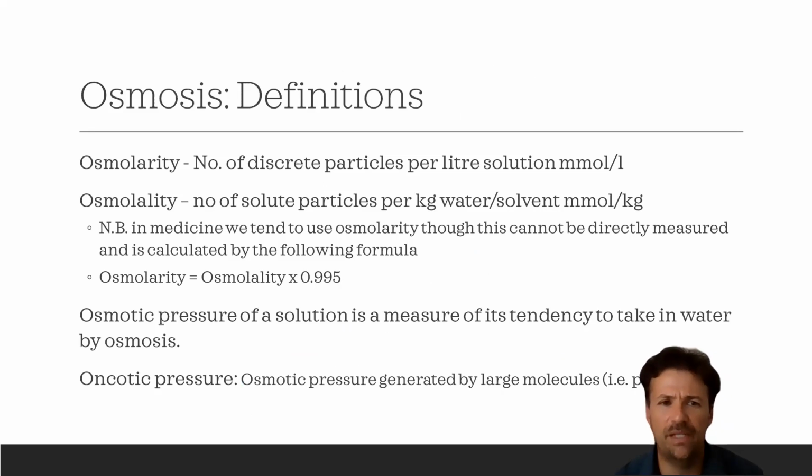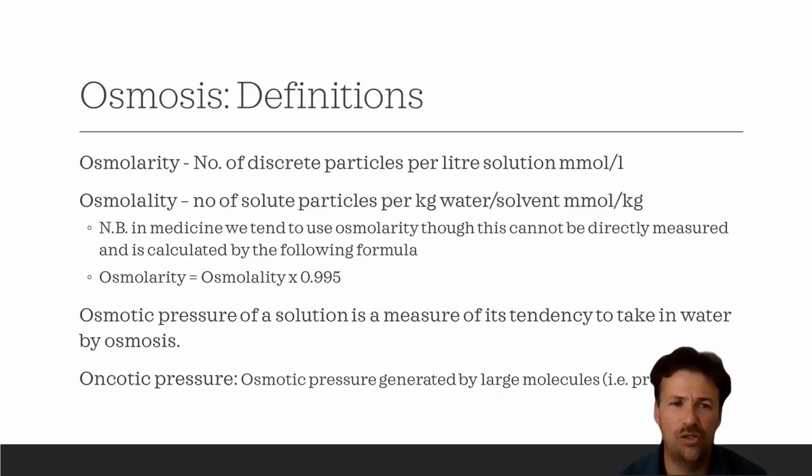Now, just a couple of things I want you to note because you'll see many terms in your books and I want you to be clear about the terms. Osmolarity is the number of particles per liter of solution. So you'll see in your books the word osmolarity. It's the number of particles per liter of solution, and we talk about millimoles per liter. And that's what we tend to use more often in medicine.